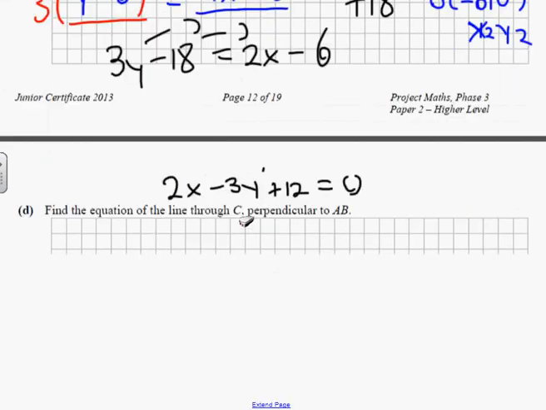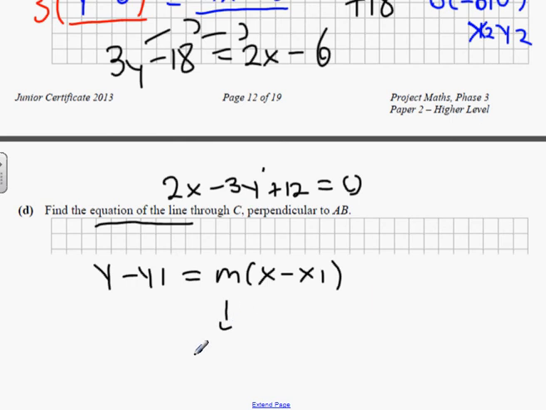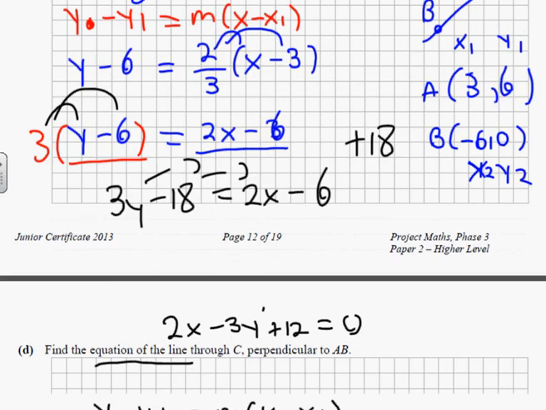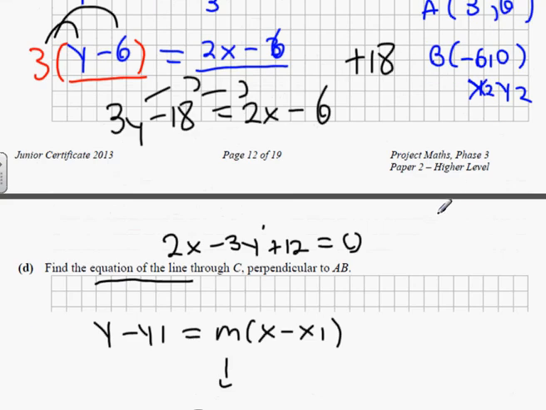Find the equation of the line through C that's perpendicular to AB. Equation of the line. Key words. Y minus y1 equals m bracket x minus x1. Everybody agree with that? Now, let's start off with our slope. What was our slope in the last question? We want a perpendicular slope. What does that mean? Turn it upside down. If it's plus, change it to minus.